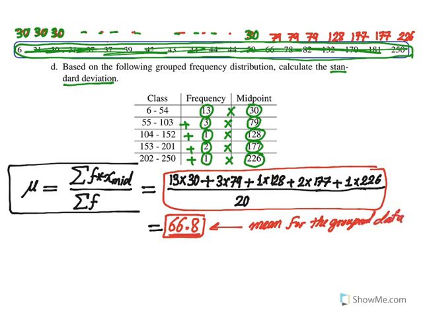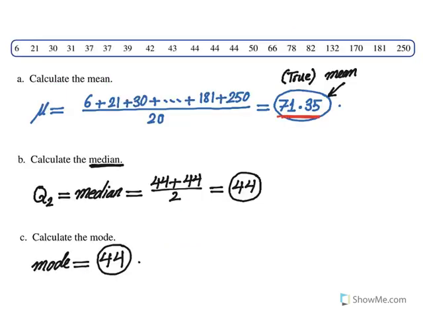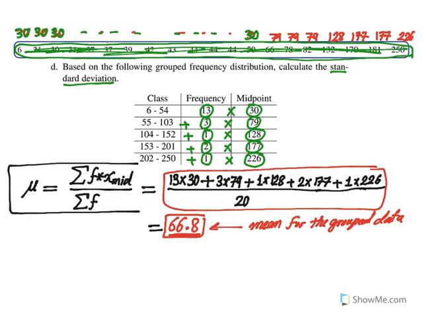Well, let us compare it to the mean that we had before. Now, the mean for the group data is 66.8. What was the mean that we computed, the true mean? It is 71.35. Notice that they are close numbers to each other. So this is something nice. It's telling you that if you make the numbers into classes and then replace each class by the middle point, then you can still compute the mean and get something that is close enough to the true mean that you can get.